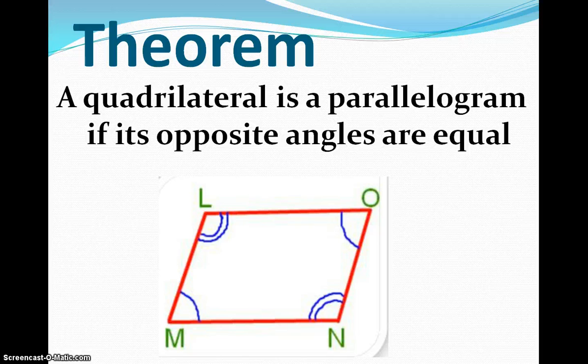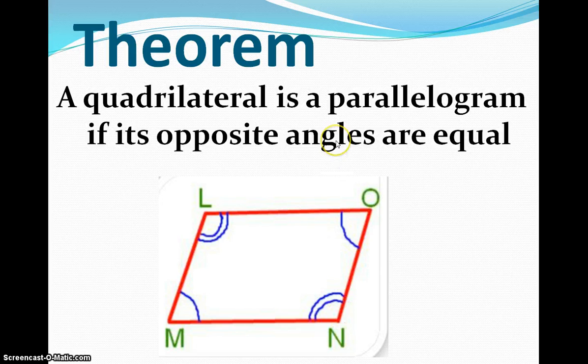So our first theorem that I'd like you to write down is a quadrilateral is a parallelogram if its opposite angles are equal. If I know that angle M is equal to angle O, and I know that angle L is equal to angle N, then I would be able to conclude that it is a parallelogram.